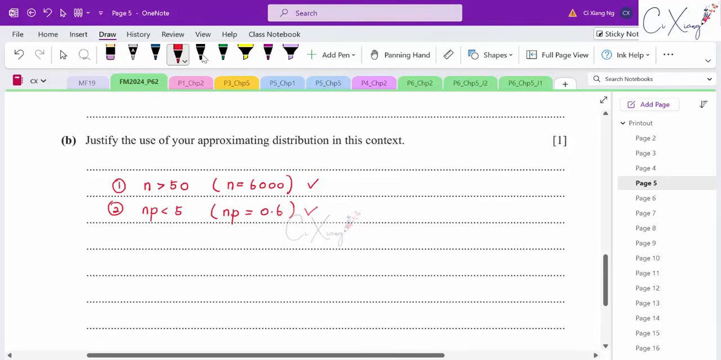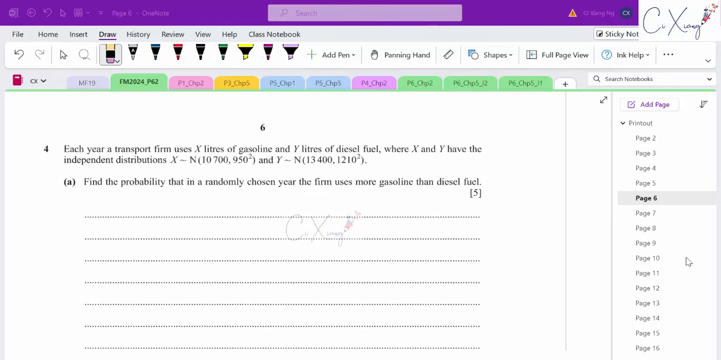So these two will be basically the condition that we must have before we can change a binomial to a Poisson distribution. Alright, so this is how we answer question number 3.